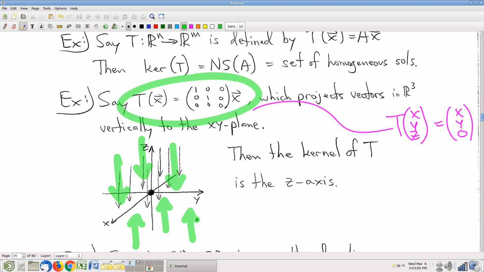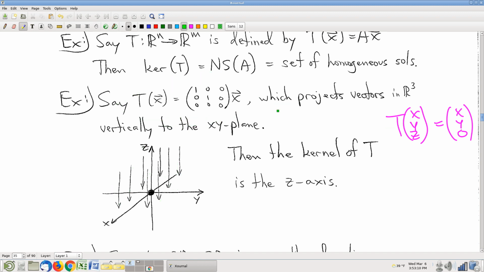Okay, what's the kernel of this linear transformation? The kernel, what are the vectors that when you project into the xy plane, give you 0, right? Well, easy sell, it's the z-axis. Points on the z-axis, and only points on the z-axis, when you project to the xy plane, give you the origin. Okay, so that's the kernel. Everybody on board? Didn't color code well there. There we go.